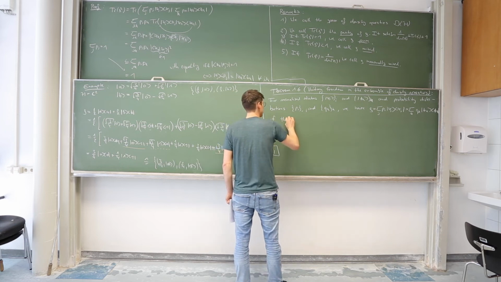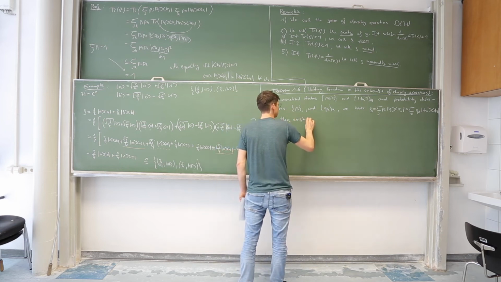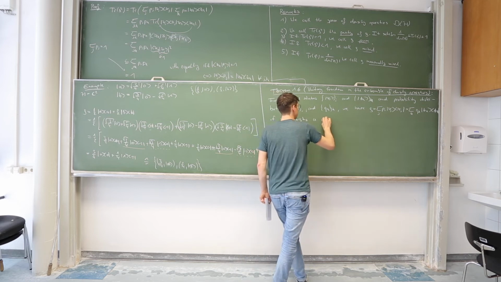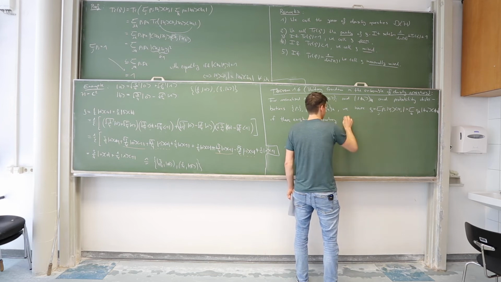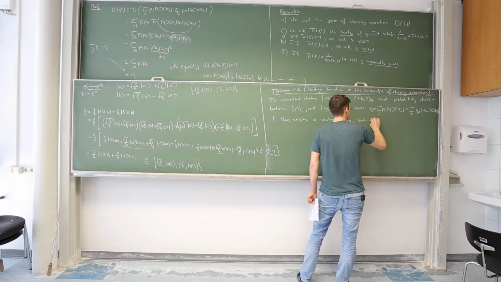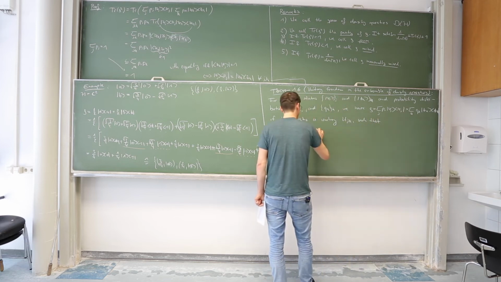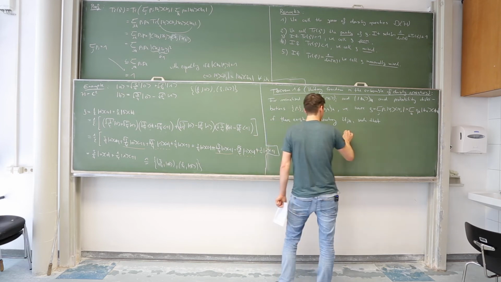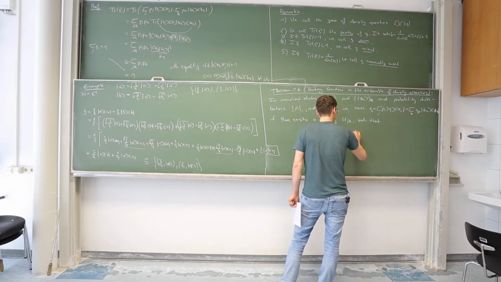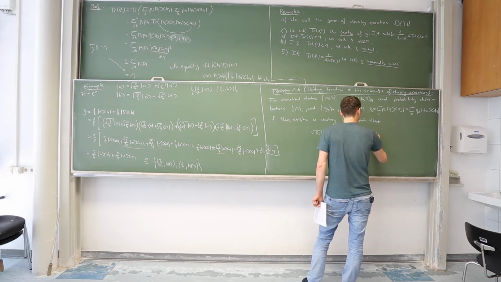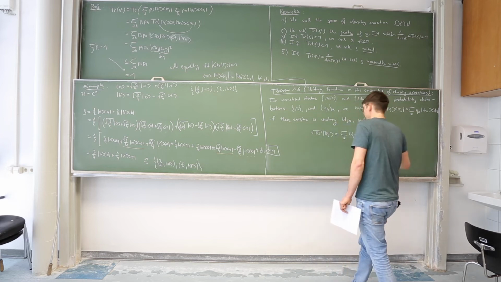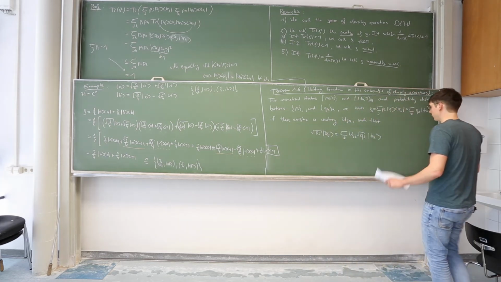if there exists a unitary with elements u j k, such that the square root of Pj times psi j is equal to the sum over k of u j k times the square root of Qk phi k. So this is equation 1.28.